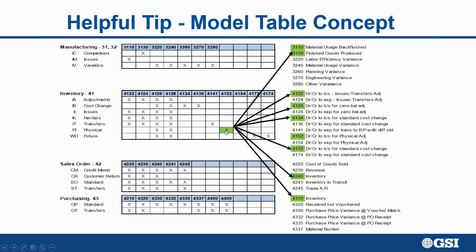If I have an item that's a finished good, we are saying that all the debits and credits, no matter what transaction type I do, should come in and out of the finished goods account for that item. So it doesn't matter if I receive it in. If I'm purchasing a finished good, I want to debit the finished goods account. If I ship it out, I want to credit the finished goods account. If I want to adjust it, anything to do with that item should come in and out of the finished goods account. That's what the model table concept does.